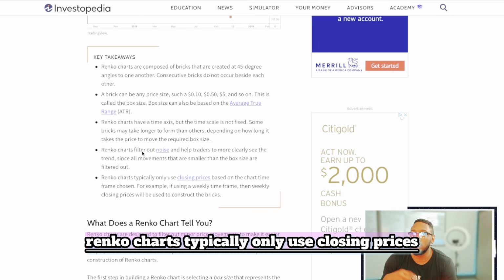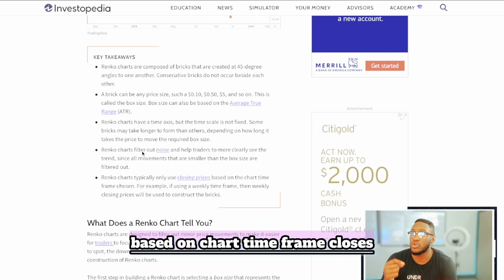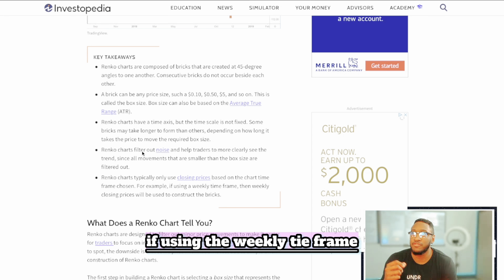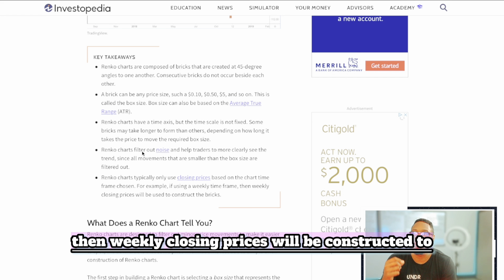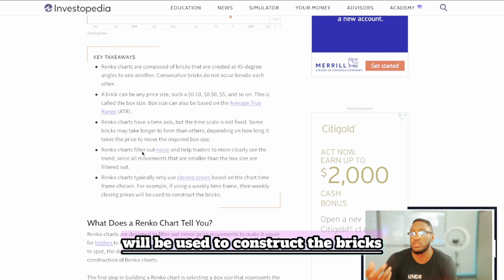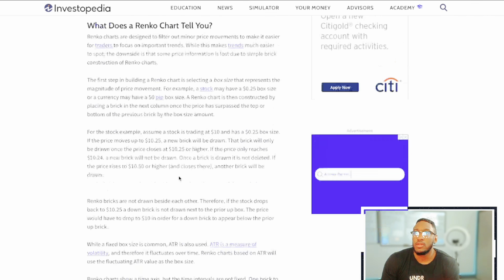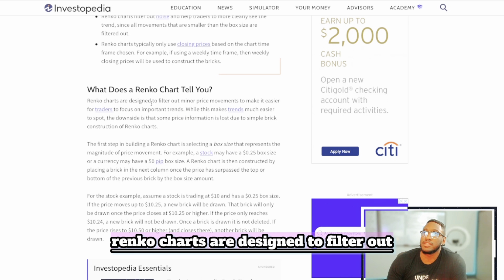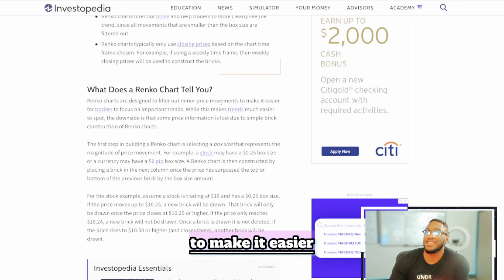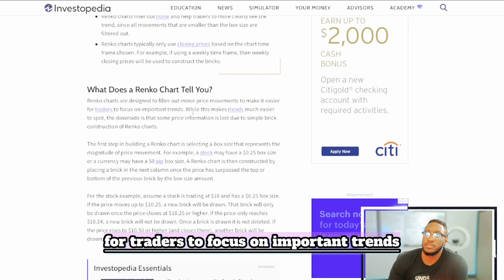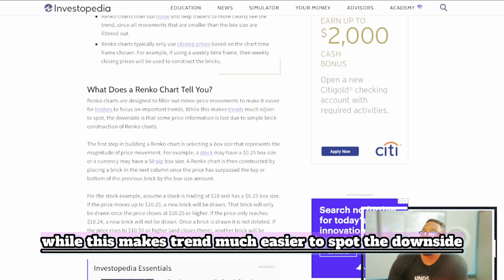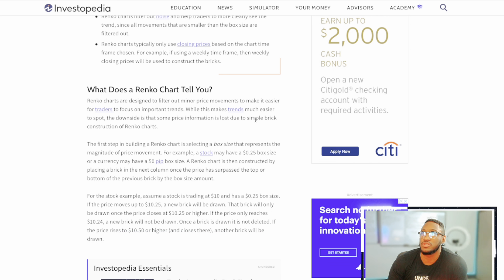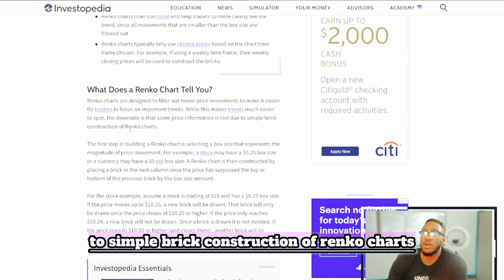Renko charts typically only use closing prices based on chart time frame closes. For example, if using the weekly time frame, then weekly closing prices will be used to construct the bricks. What does a Renko chart tell you? Renko charts are designed to filter out minor price movements to make it easier for traders to focus on important trends. While this makes trends much easier to spot, the downside is that some price information is lost due to the simple brick construction of Renko charts.